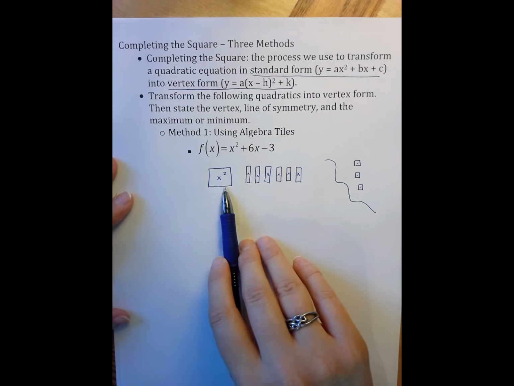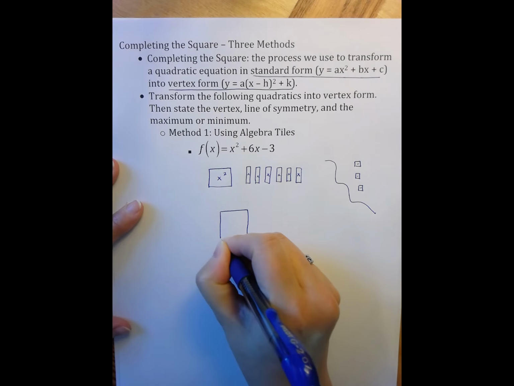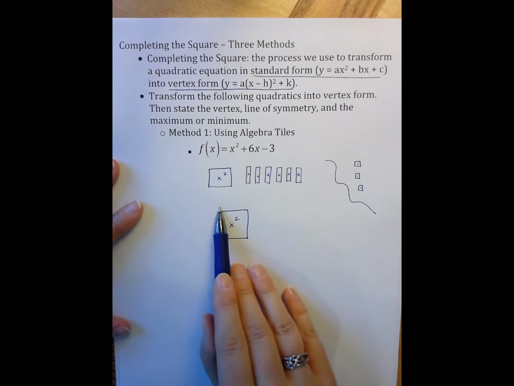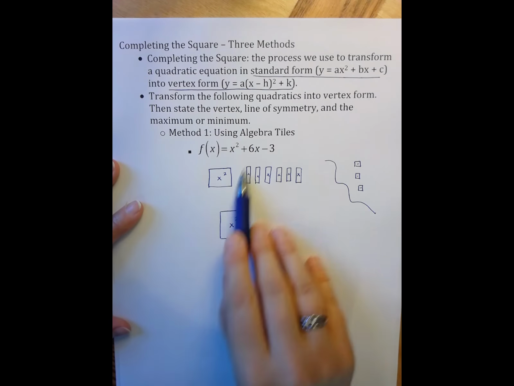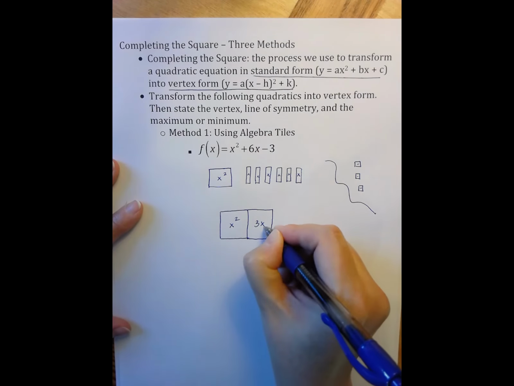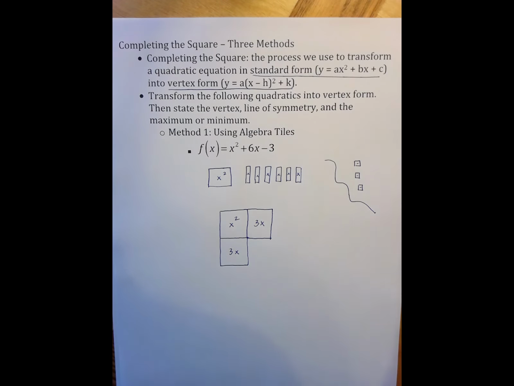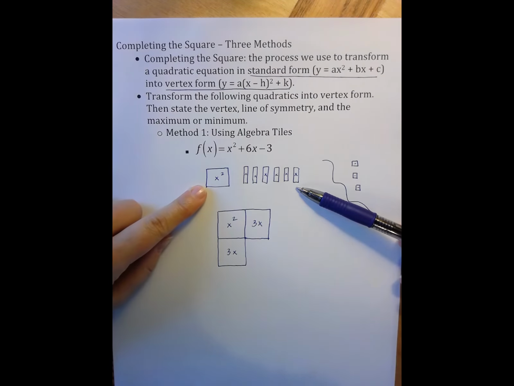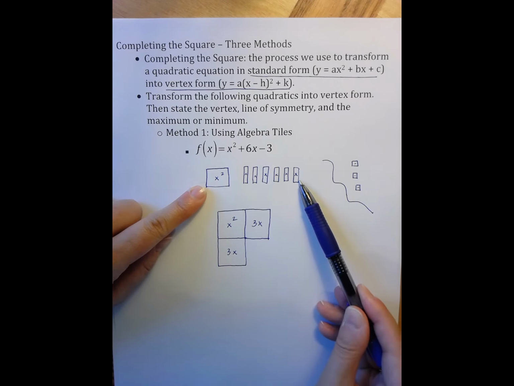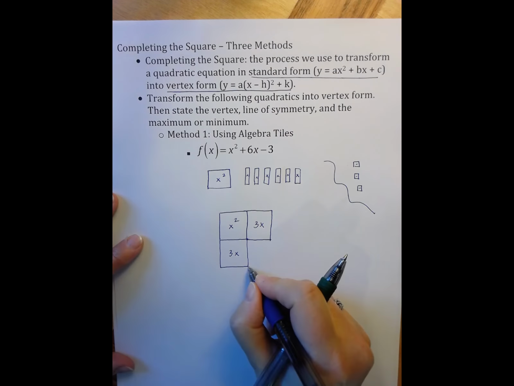So the first thing I want to do is I want to make a square. The x squared is already a square. And in order to make a square, I need to have the same width and the same length. So I'm going to take my x tiles and I'm going to split them in half. So I'm going to put 3 x's here and 3 x's here. So I now have used up all of these tiles that are on the left-hand side of this squiggly line. I've used the x squared tiles and I've used the 6x tiles. So now I need to fill in this remainder piece.